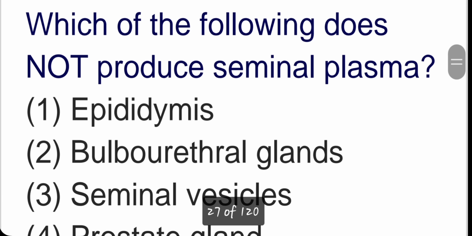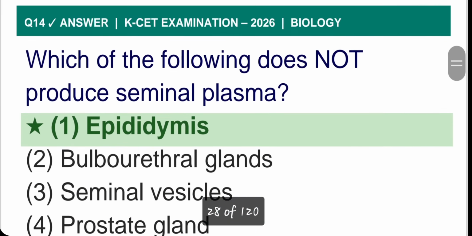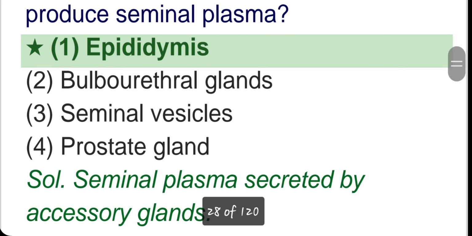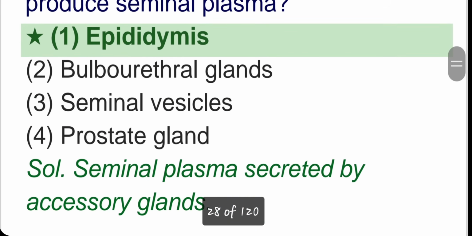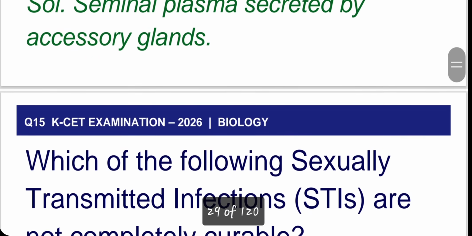Which of the following does not produce seminal plasma? Epididymis, bulbourethral glands, seminal vesicles, prostate gland. The answer is epididymis. Seminal plasma is secreted by accessory glands. So epididymis is not going to produce the seminal plasma.